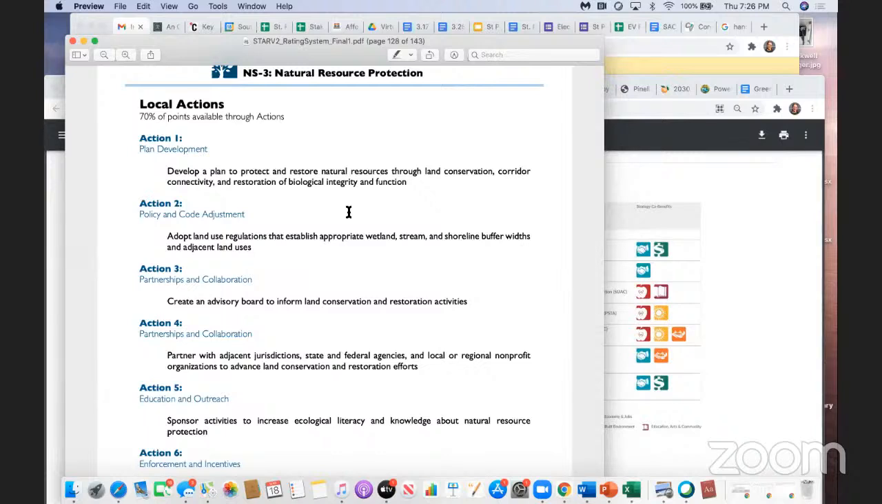Item number 2 that received 7 votes is action 2, policy and code enforcement. Adopt land use regulations that establish appropriate wetland, stream, and shoreline buffer widths and adjacent land uses. So again, we have that in the land development code. I would like to see those buffers getting bigger. And obviously we all do, because we got 7 votes. In the land development code, it said it was 30 feet. I remember Paul said increasing it to 50 feet. How do we know what's the optimal amount? I guess that's not our job to figure that out, but.